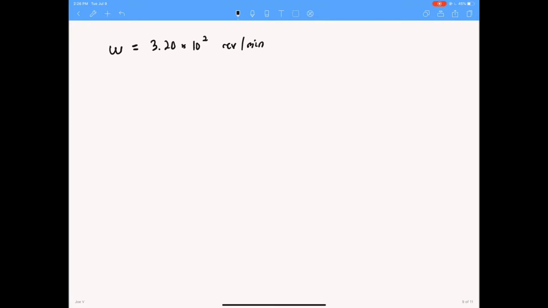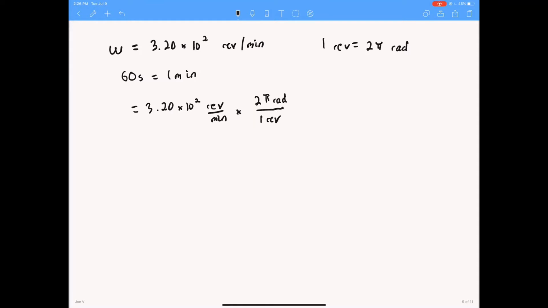Next, we apply the conversion factors. 1 revolution equals 2 pi radians, and 60 seconds equals 1 minute. So we start out with our initial number, 3.20 times 10 to the 2 revolutions per minute. We multiply that by the 2 pi radians, and since we want our revolutions to cancel out, we put the 1 revolution as our denominator. The revolutions cancel out.